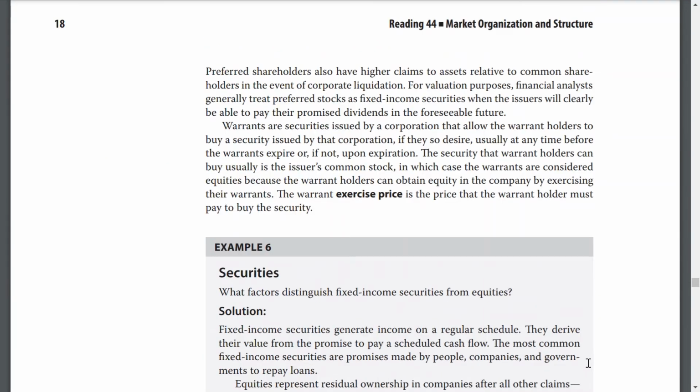Warrants are securities issued by corporations that allow the warrant holder to buy a security issued by the corporation if they desire, usually at any time before the warrants expire, or if not, upon expiration. The security that warrant holders can buy usually is the issuer's common stock, in which case the warrants are considered equities because the warrant holders can obtain equity in a company by exercising their warrants. The warrant exercise price is the price that the warrant holder must pay to buy the securities.